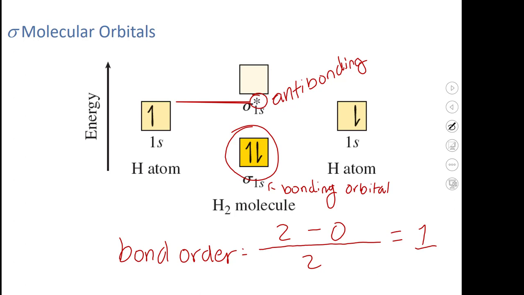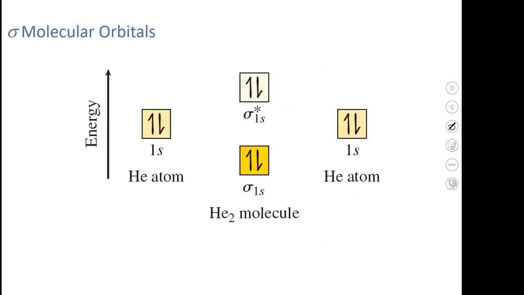One. So if it doesn't fit in the bonding orbital, like if there were more electrons that don't fit in the bonding orbital, it would then jump onto the antibonding. Exactly. Just like we see in He2. We ran out of space in the bonding orbital, so it had to jump up into the antibonding orbitals.